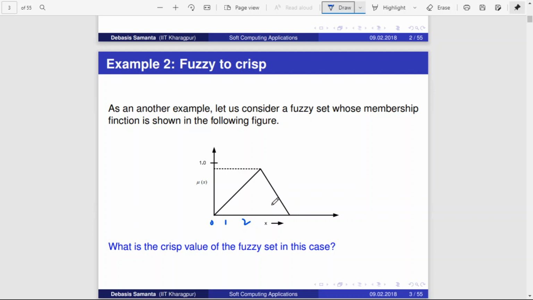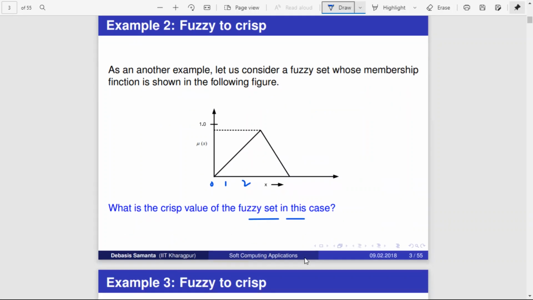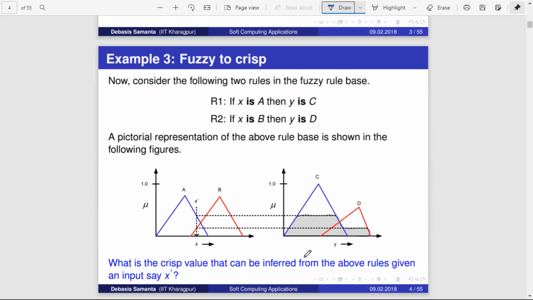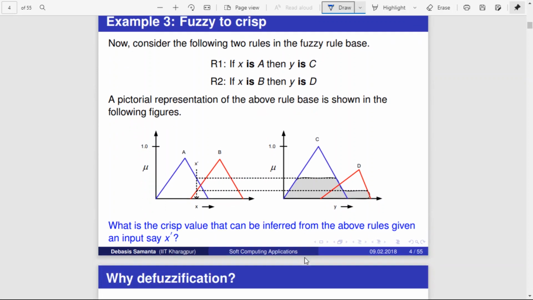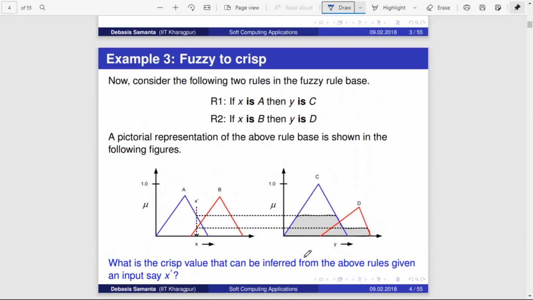Now this is fuzzy content. What will be the crisp value of this particular fuzzy set? How will you find that? These are some of the questions which can be answered by converting a fuzzy set to a crisp set.